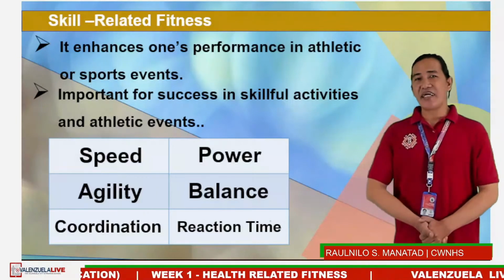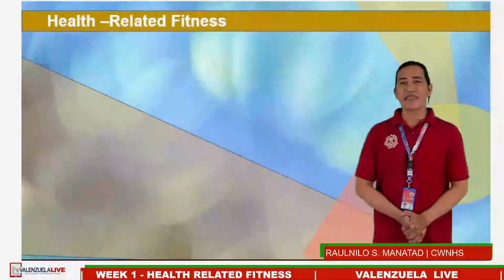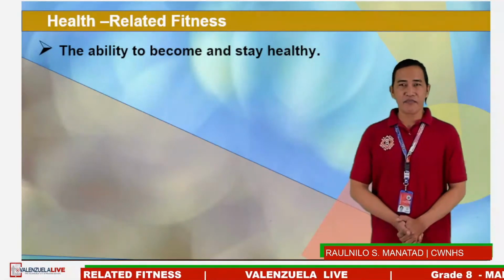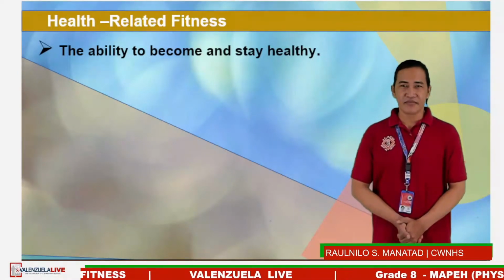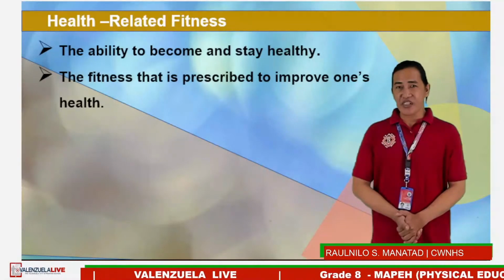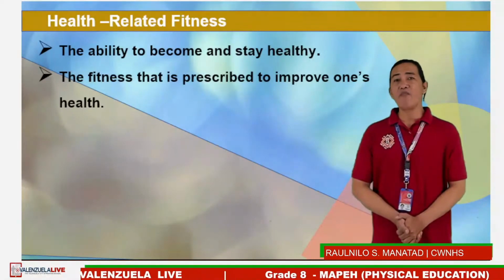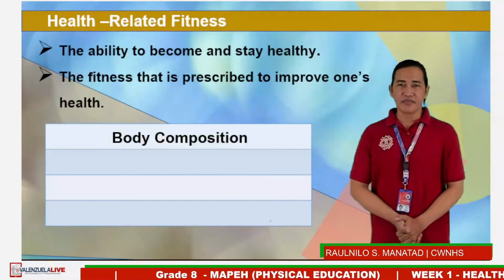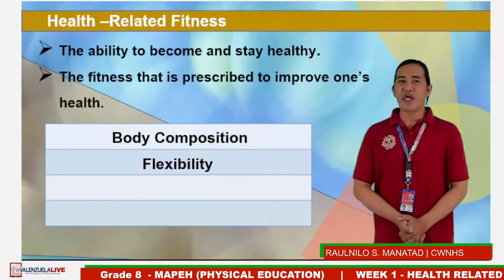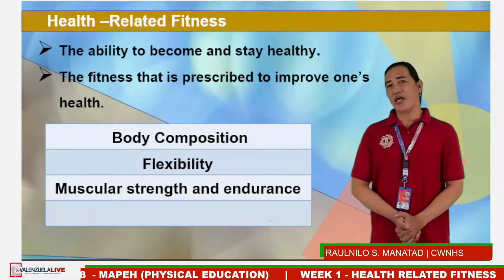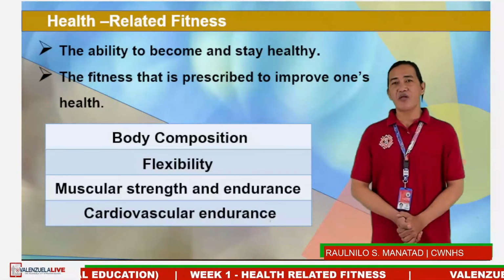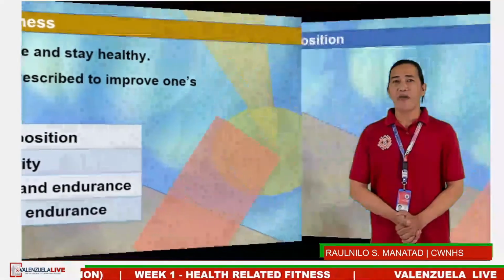Health-related fitness, on the other hand, is the ability to become and stay healthy. This type of fitness is prescribed to improve one's health. The components are body composition, flexibility, muscular strength and endurance, and cardiovascular endurance.